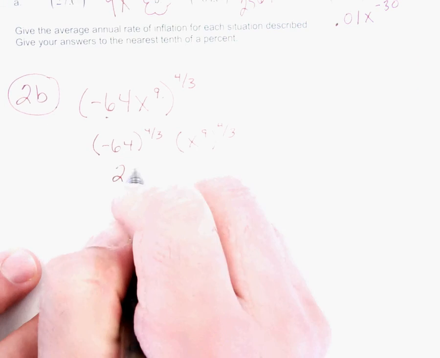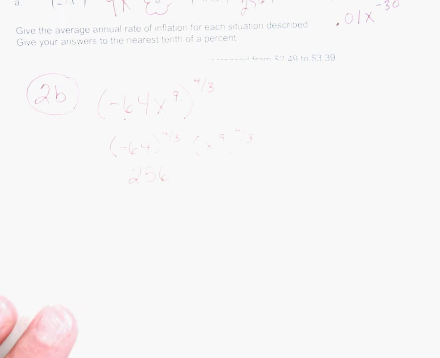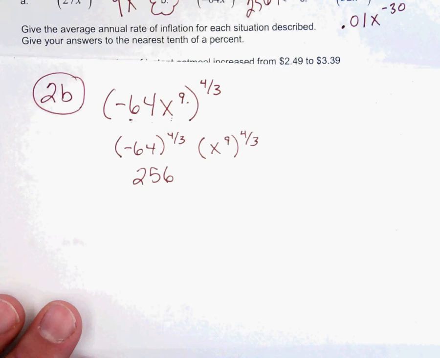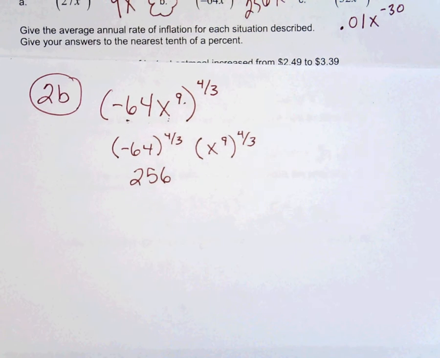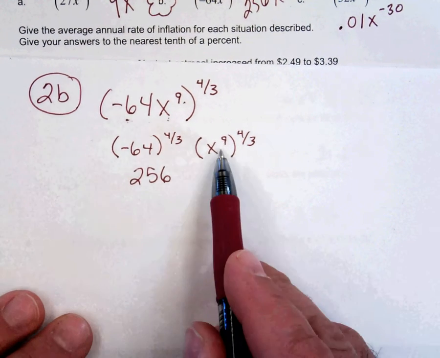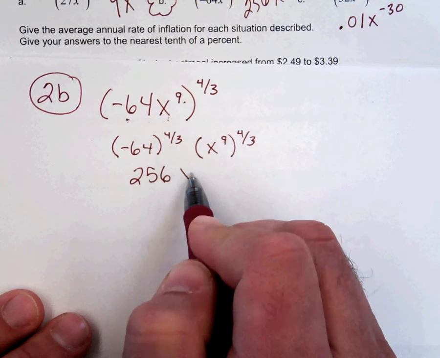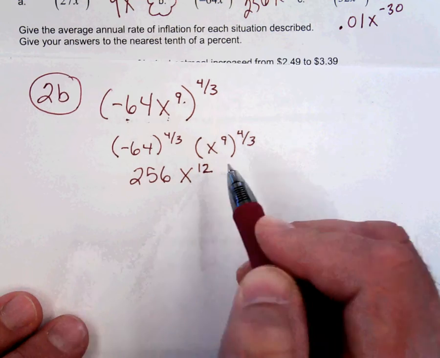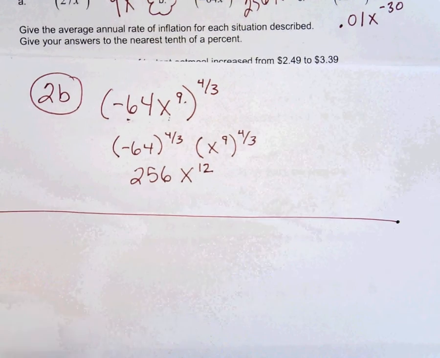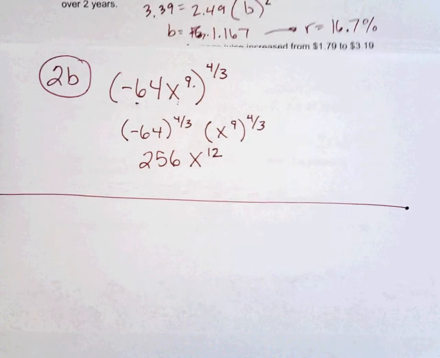Negative times a negative times a negative times a negative, think about that the long way, will be positive. So we get 256 for this portion, and then x to the 9th to the 4/3 turns out to be x to the 9 times 4/3. 9 times 4 is 36. 36 divided by 3 is 12. So 256 x to the 12 for 2B.